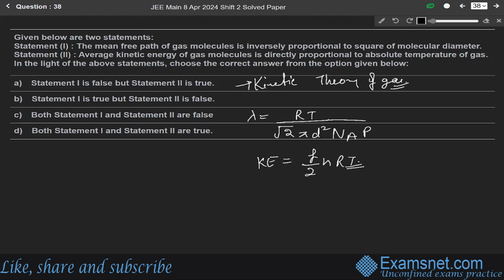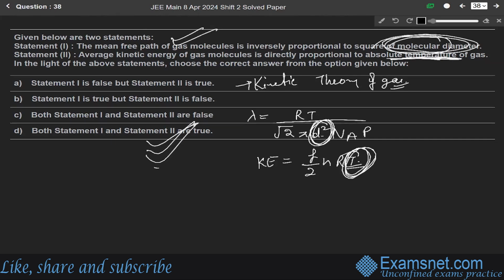So we see that lambda equals RT over root 2 pi d square NA into P. So the mean free path of the gas is inversely proportional to square of the molecular diameter. Okay, it is square of the molecular diameter. So statement 1 is correct. And the second statement is kinetic energy of the gas is directly proportional to absolute temperature of the gas. So both statement 1 and statement 2 are true. So option D is the answer.